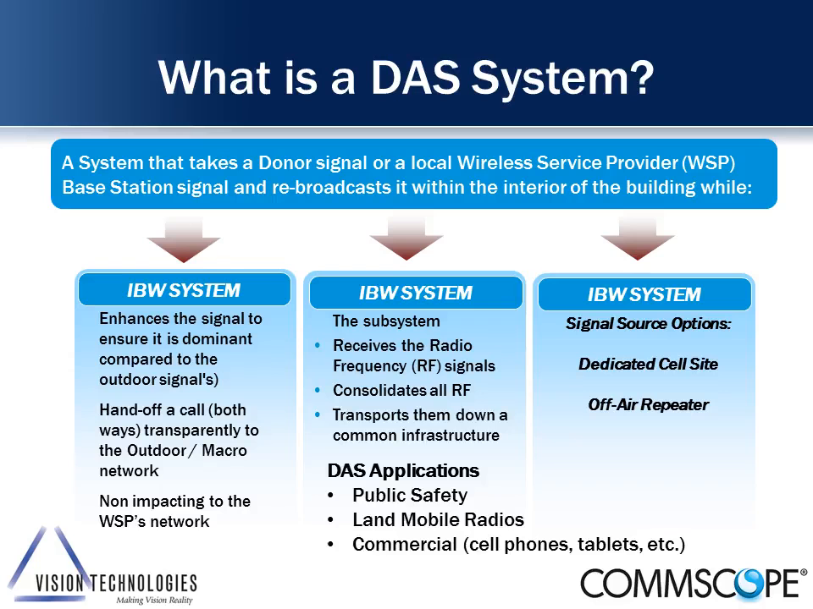So there are different subsystems that are part of the in-building system, and I'll go through those in some detail in a few minutes. And then the signal source, again, we've got one of two flavors, either a dedicated cell site, which we refer to as BTS, or an off-air repeater. And there are different applications for this. It's not just cellular phones. We also do a lot of work with public safety entities and even land mobile radios. So all of those can go down a common infrastructure.